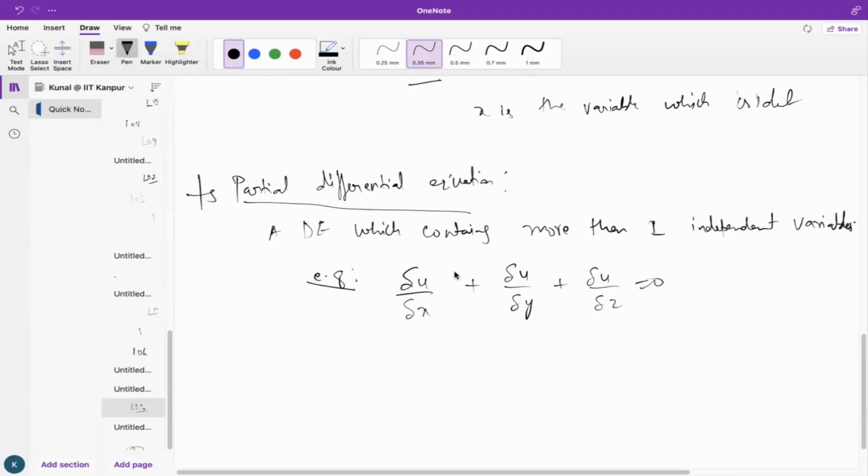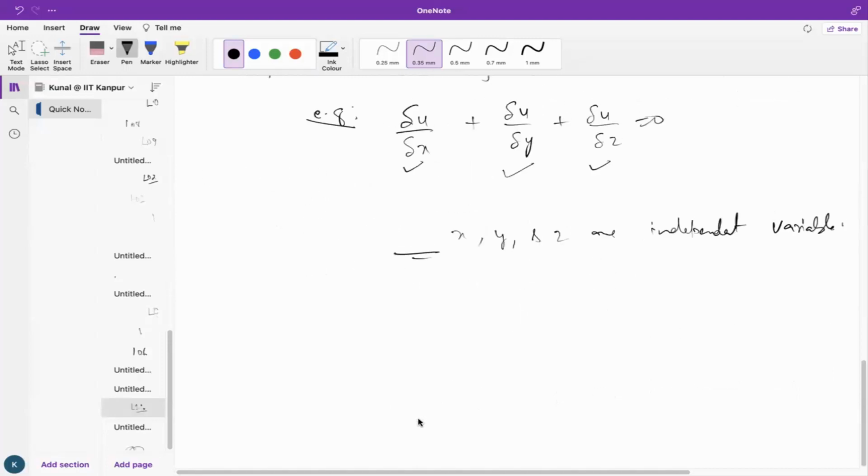So let us look at this example very carefully. Here x is independent, y is independent, and z is independent. X, y, and z are independent variables. Hai na? Kyunki basically in a differential equation, we take the derivative of a dependent variable with respect to an independent variable. So the independent variables will be x, y, and z. And I hope these things were clear to you.